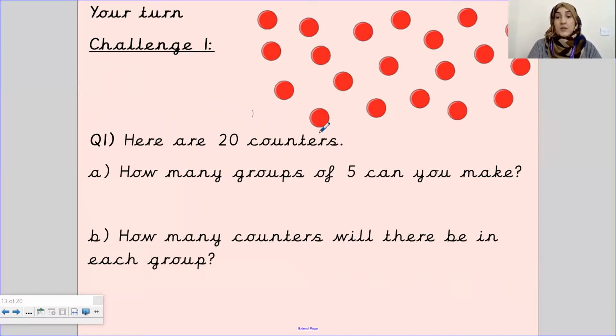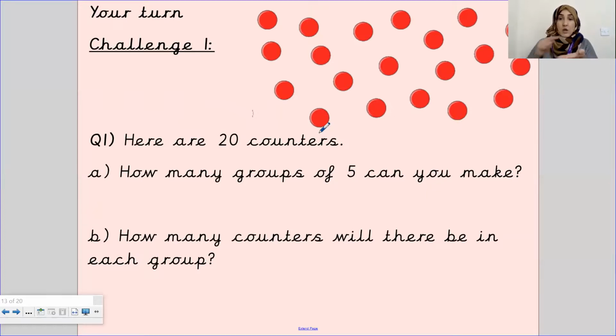How many groups of 5 can you make? So for this question, what I would like you to do, Morris class, is go and grab 20 pasta shells, 20 cereal pieces, or 20 of anything. Then I would like you to put those 20 objects into groups of 5.